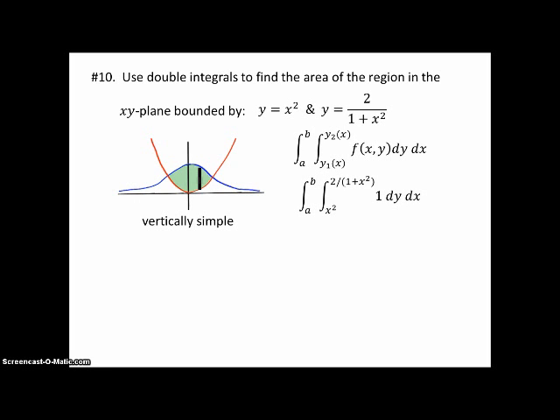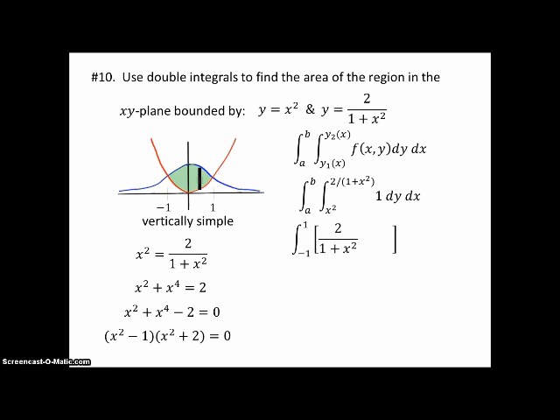So we need to know what a and b are along the x-axis, so we set our two functions equal, cross multiply, bring the 2 over, and that will factor. And x squared plus 2 doesn't yield any solutions, so x is going to be 1 and negative 1. So a and b are going to be 1 and negative 1, and we're going to integrate 1 with respect to y and get y, and also plug in the limits of integration.